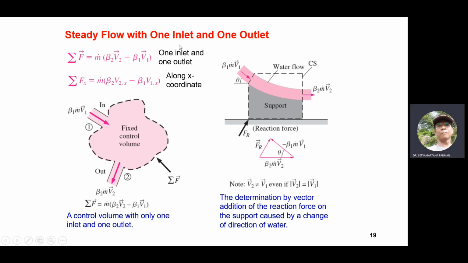Now we see steady flow with one inlet and one outlet. So the expression for the resultant of the force on the system becomes simpler. It becomes m dot multiplied by beta 2 V2 at the outlet, minus beta 1 V1 at the inlet.